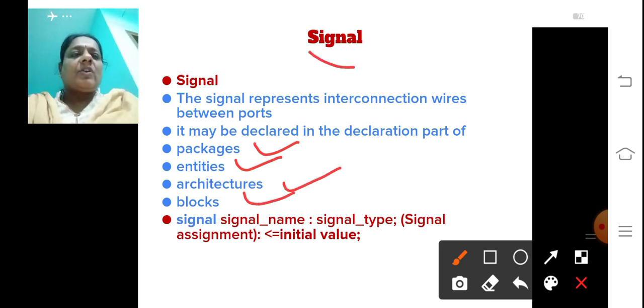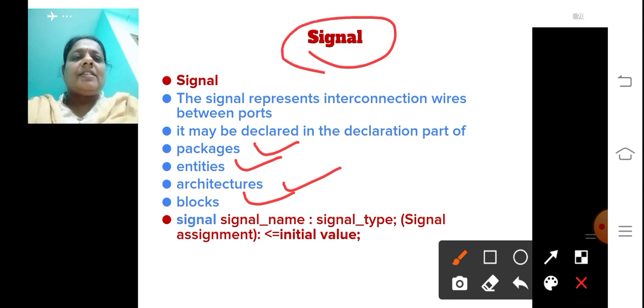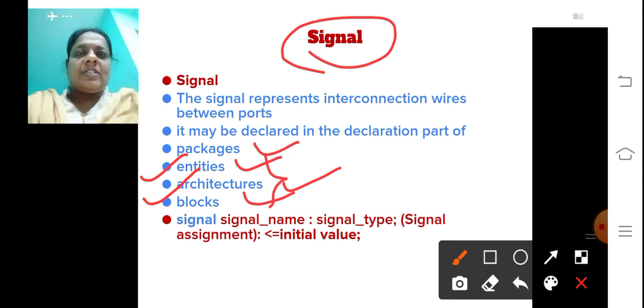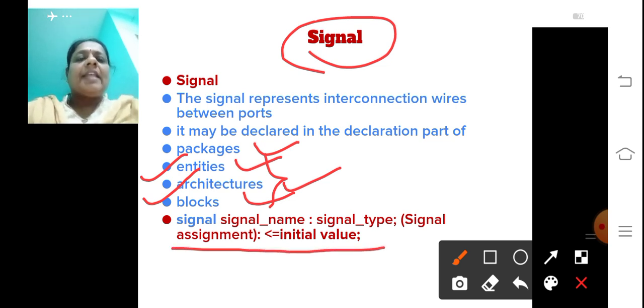Where are you going to declare the signals? We declare the signals in the packages, entities, architecture, and the blocks. Mainly we use the entity and architecture in our syllabus. You will see in the next video how we use the signal in the entity and the architecture part when writing the VHDL program, and this part explains how to declare the signals.